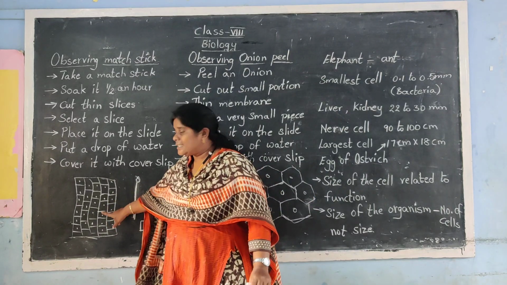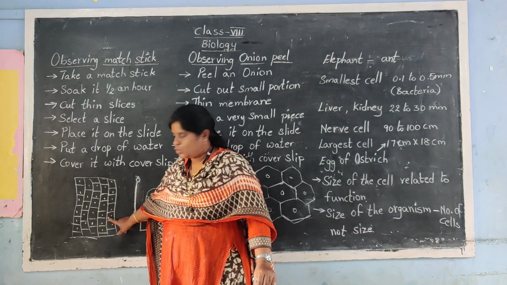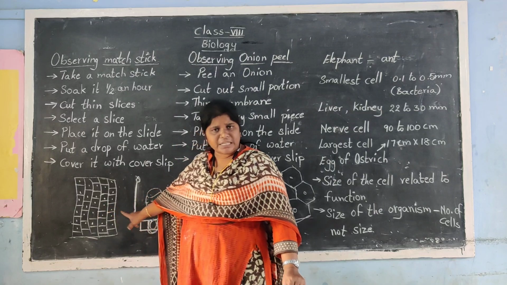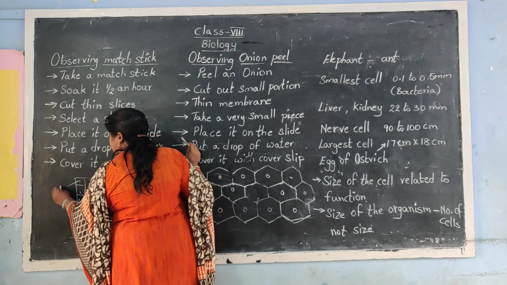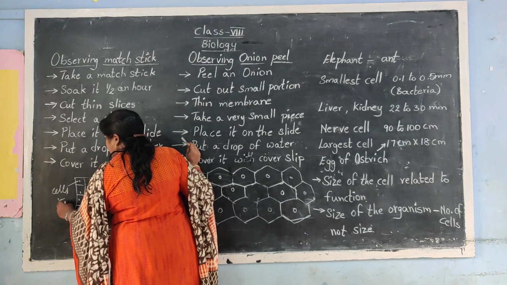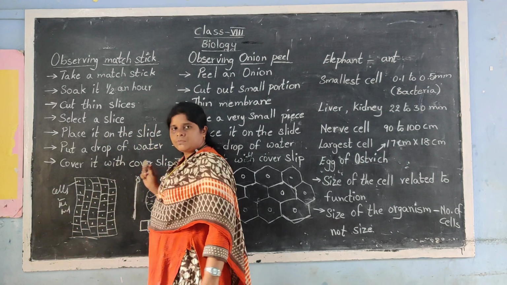So you can find structures like this. You can find the exact structure will be like this only. The structures, these are called cells in the matchstick. Cells in the matchstick. Okay?